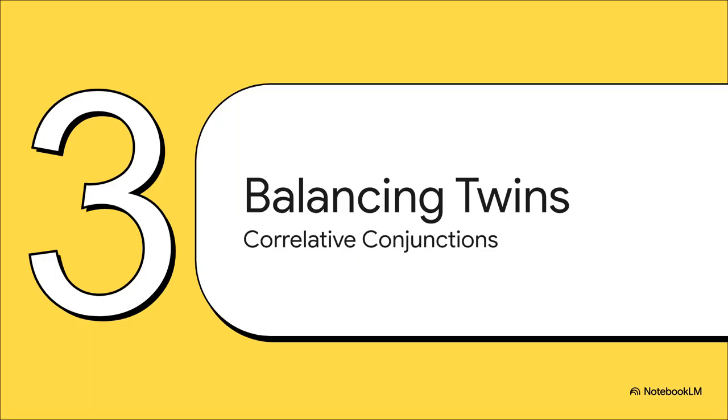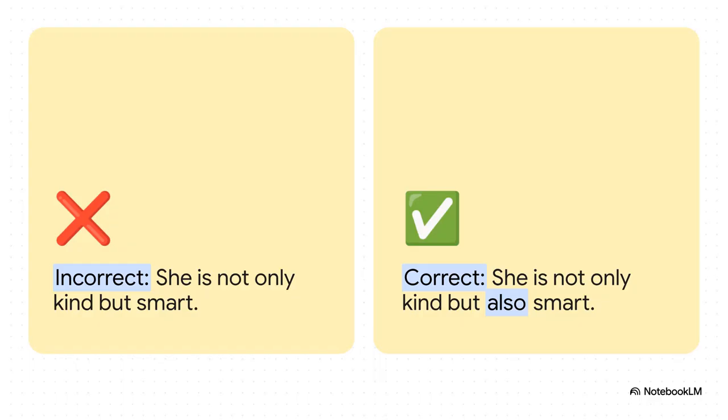All right, part 3, balancing twins, or correlative conjunctions. I love calling these the balancing twins because they require total teamwork. These conjunctions always come in matched pairs, and they demand absolute parallel structure on both sides to ensure the elements they balance are grammatically identical. This is where so many writers accidentally trip up. Notice that first example. You can't just drop the also. The pair is a package deal, not only and but also. Other examples are either or, neither nor, and both and.